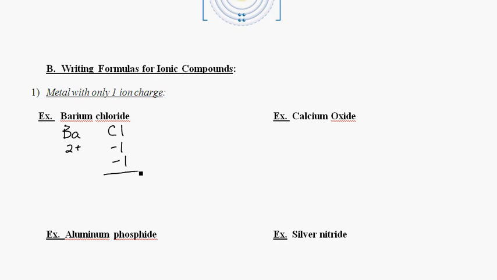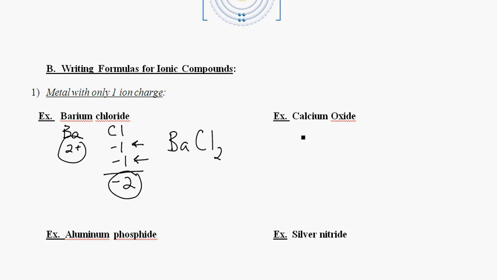Another way to do it is to make sure that these ion charges balance out and add to 0. So +2, -1 plus -1 makes -2. Each of these represents a chloride. So 1 barium and 2 chlorides. So that would be the formula.